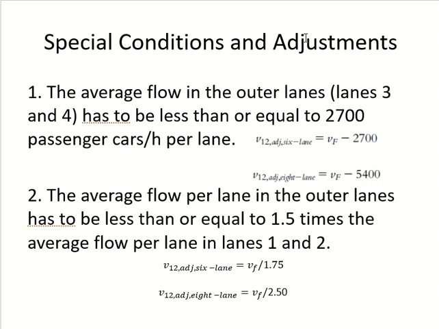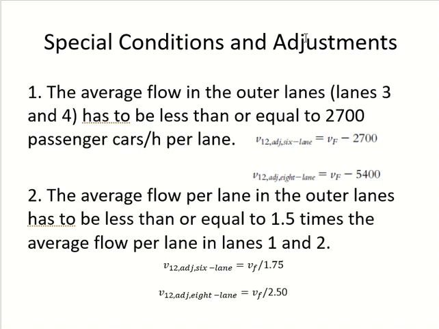Now what does the check say? This per lane value should not exceed 2200 or 2700. Not the total, the per lane of the outer lanes. So you calculate the number for the first two lanes, see how much is for the outer lanes and divide by the number of outer lanes, which could be 1 or 2.